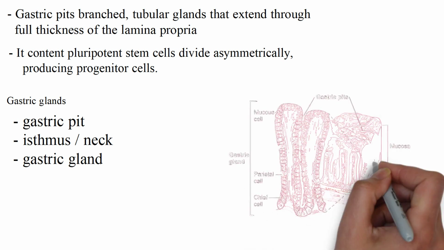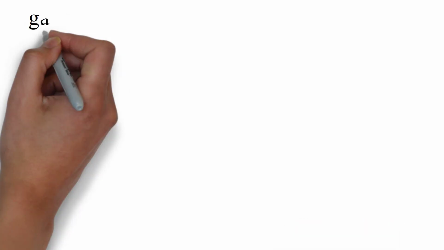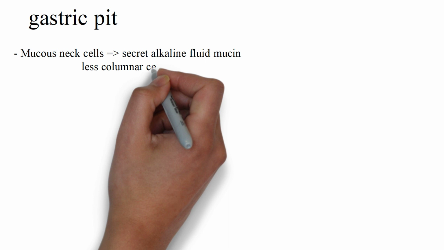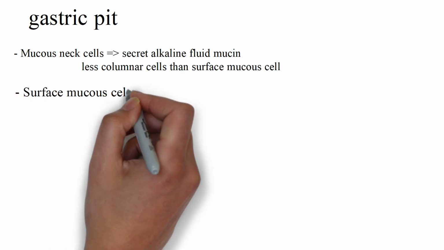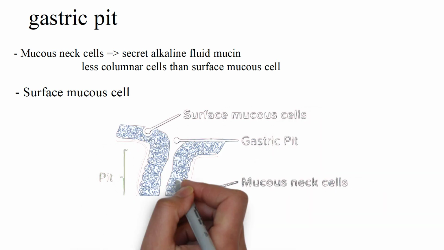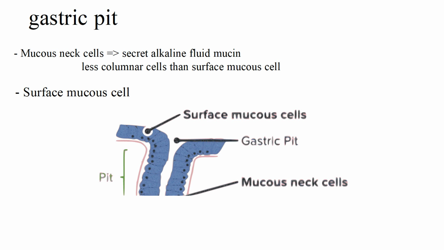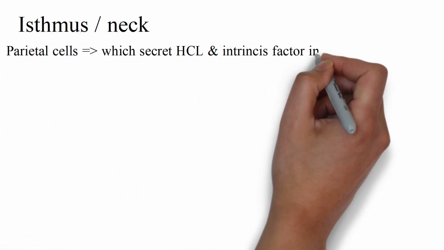Gastric gland is divided into three parts: gastric pit, isthmus, and gastric gland. We will see each part one by one and the cells each part contains. First part is gastric pit, which is present on the upper side towards the lumen of the stomach. It consists of mucosa neck cell and surface mucosa cell. Mucosa neck cell secretes alkaline fluid, mucin, and it is less columnar than surface mucosa cell. Surface mucosa cell is the same cell called simple columnar epithelial cells.